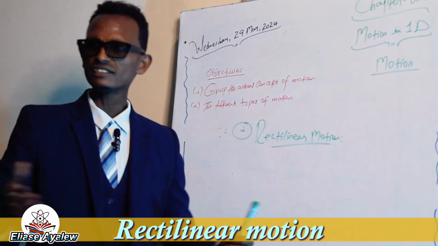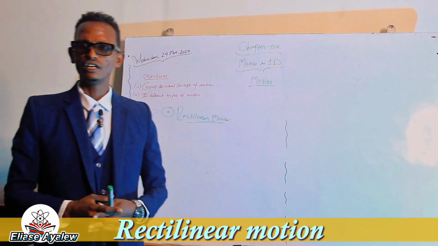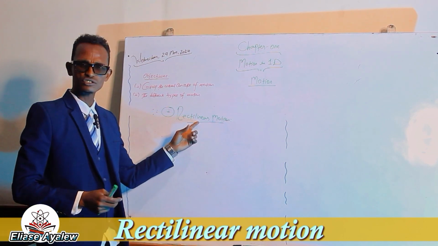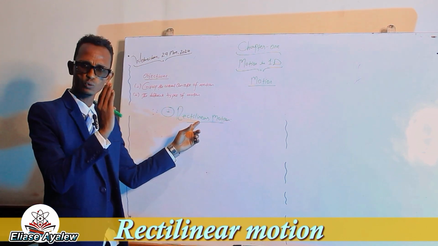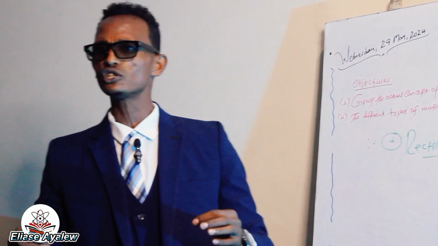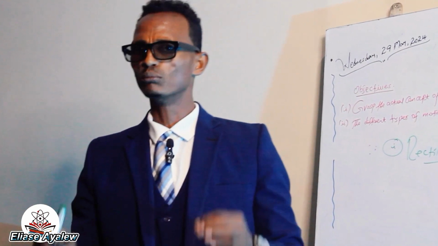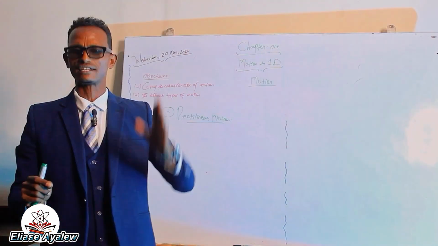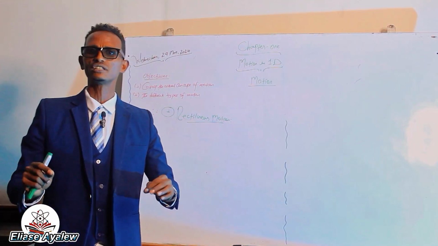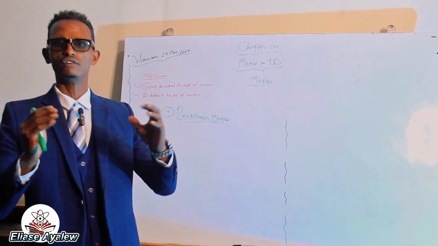Students, what is rectilinear motion? Anyone can understand from the term rectilinear means straight line or one-dimensional. Therefore, rectilinear motion is the motion of an object that moves in a straight line path. Or rectilinear motion is the motion of an object that moves in a straight level road.